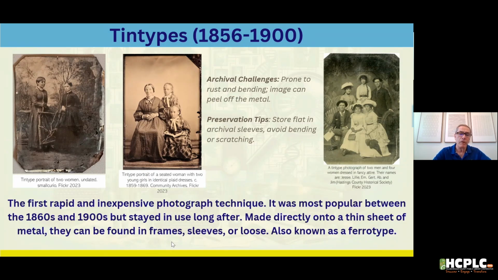And they're made of metal, obviously prone to rust and bending and scratching. So we need to store these flat in archival sleeves, make sure there's no moisture around. Now, these were portable.